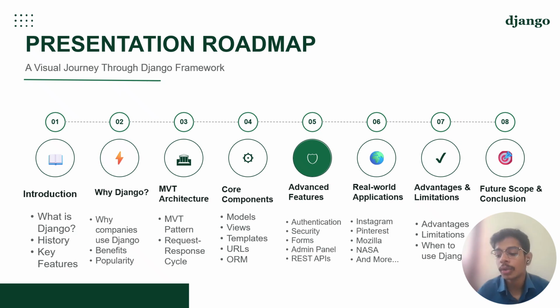After that, we will learn about the MVT architecture, which is the core architecture of Django. Then we will study core components such as models, views, templates, URLs, and ORM also. Moving ahead, we will explore some advanced features like authentication, security, forms, admin panel, and REST APIs. We will also see some real-world applications where Django is used by companies like Instagram, Pinterest, Mozilla, and NASA. Finally, we will discuss the advantages, limitations, and future scope, and conclude the presentation with a summary and question-answer section. So let's start by understanding what Django actually is.